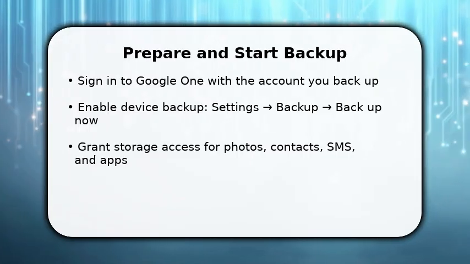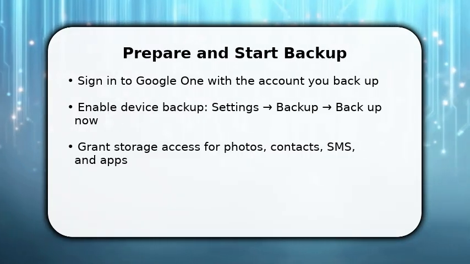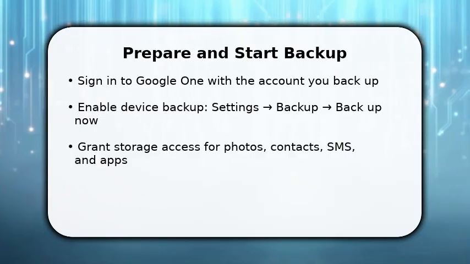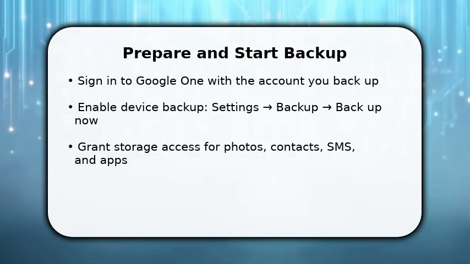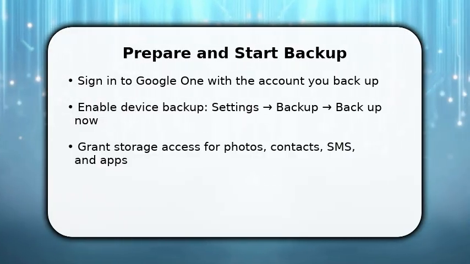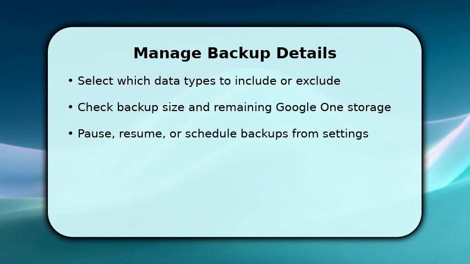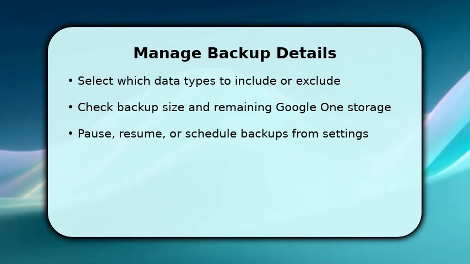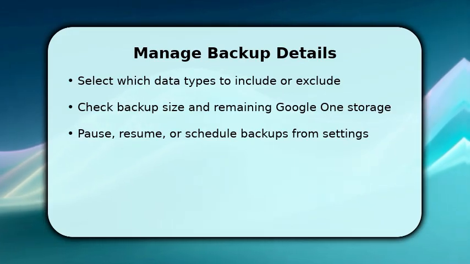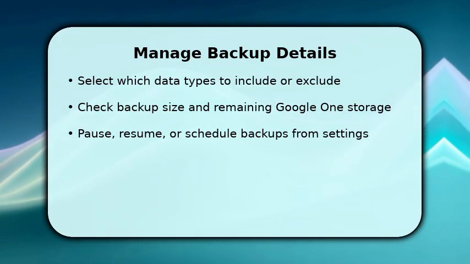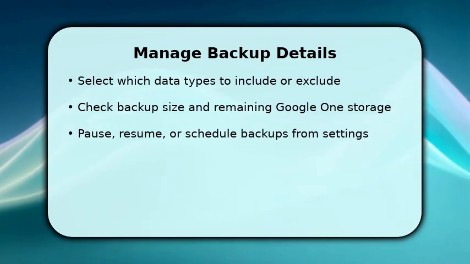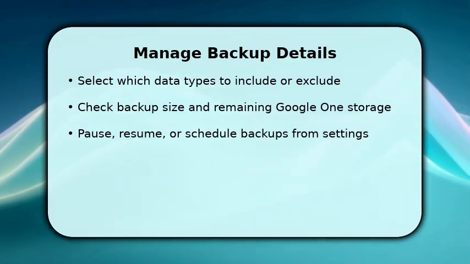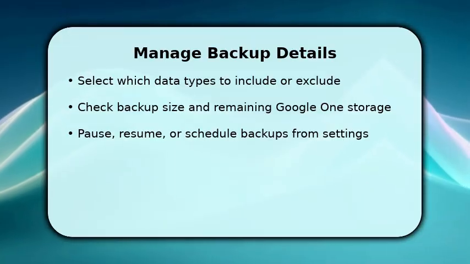If you have limited Wi-Fi, toggle the option to backup only on Wi-Fi to avoid using mobile data while the initial snapshot runs. Now you'll refine what gets backed up. Choose photos, videos, device settings, and app data selectively so you don't waste storage. Once done, review the reported backup size and compare it to your available Google One storage. If you're near capacity, consider removing large files or upgrading your plan.